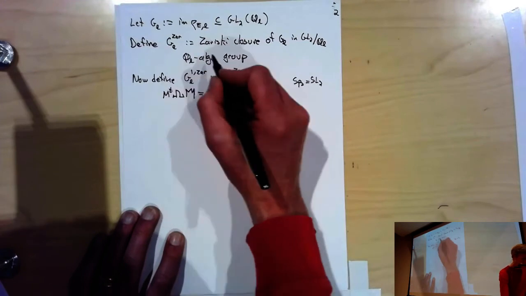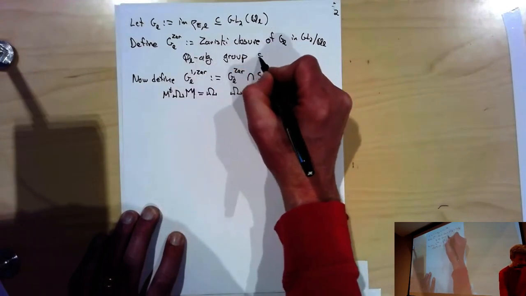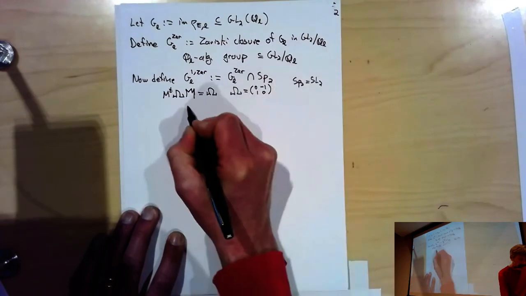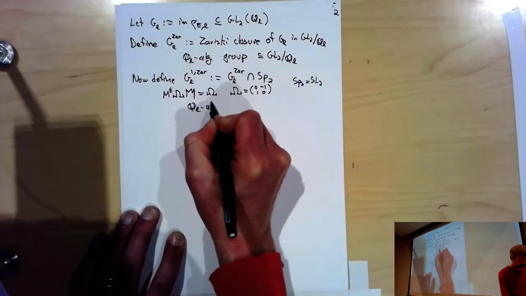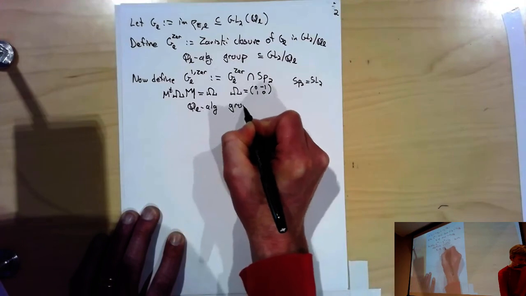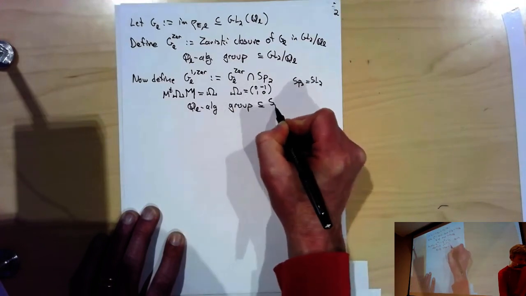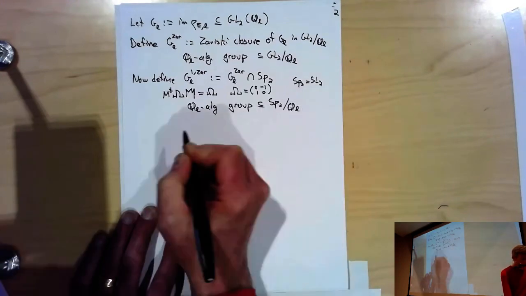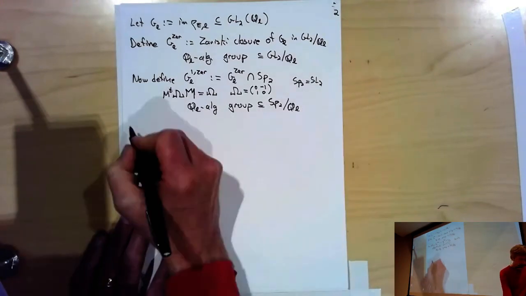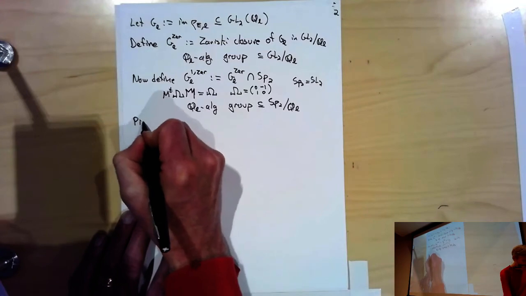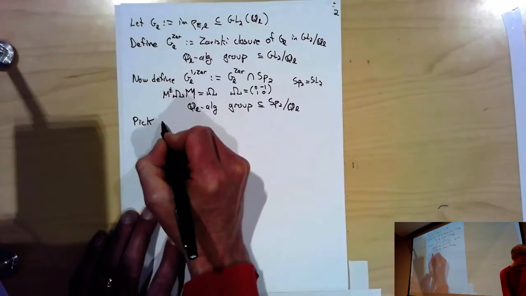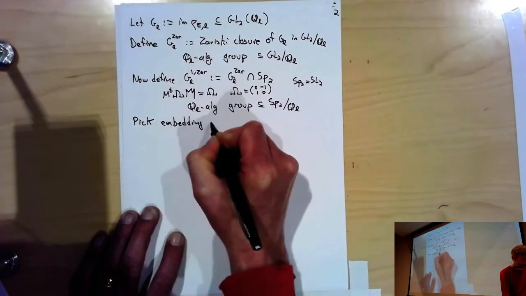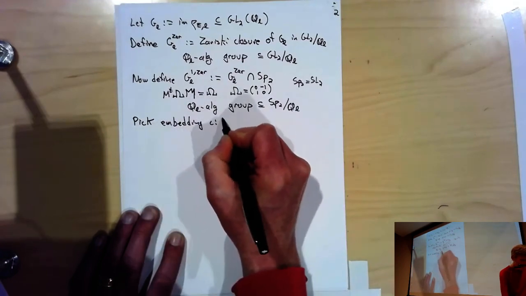Okay, so now we have this QL algebraic group that was contained in GL2 with QL coefficients, and now we have a QL algebraic group that's sitting inside SP2 with QL coefficients. Okay. All right. We're making progress. The next step is we want to be working over the complex numbers. So let's pick an embedding. Call it iota of QL into C.